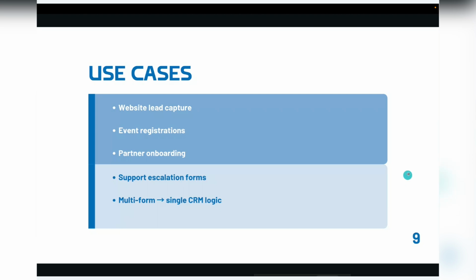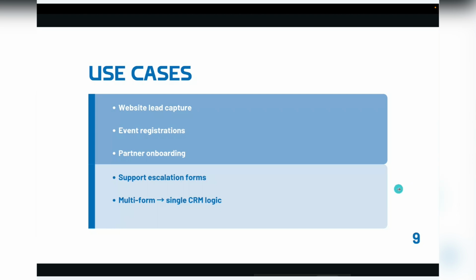Another one is the support escalation forms. With these forms, you can usually handle critical issue forms like creating tickets or having records with high priority. So you don't have to make manual decisions based on user needs. You can just make workflows which can automate these escalations.